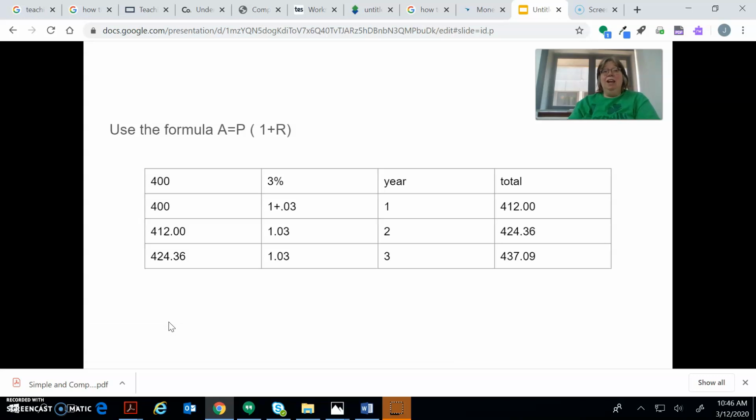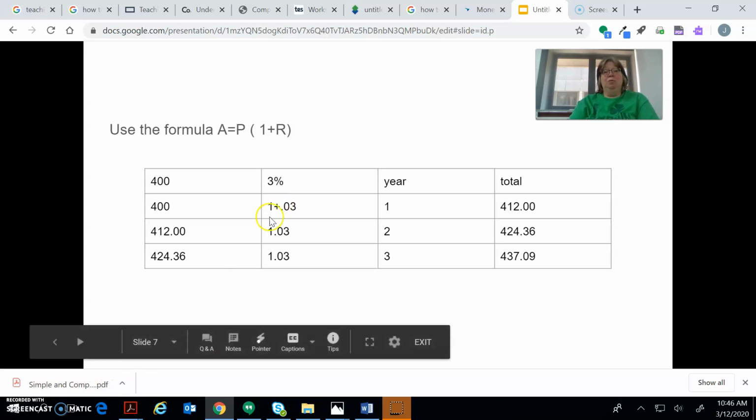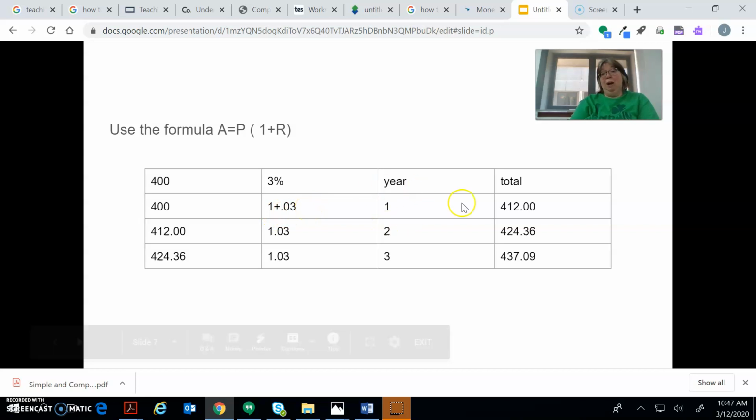So our formula is A equals P times 1 plus the rate, raised to the time. The time here, because it's compounded annually, means it's every year, so it's 1. So we start with 400 times 1.03 raised to the first power. At the end of the first year, it would be $412.